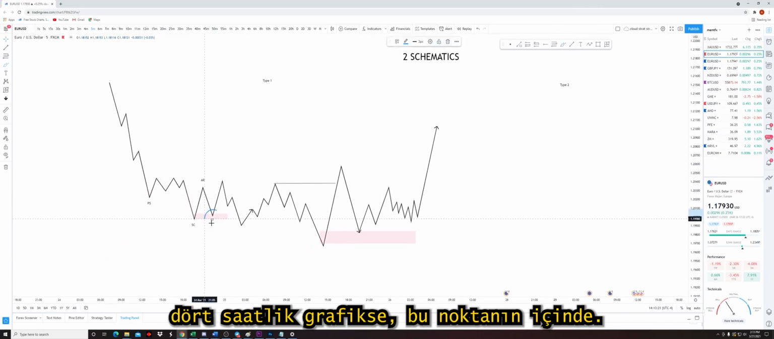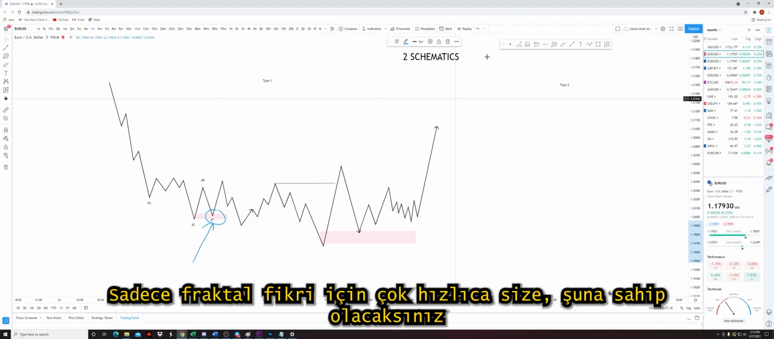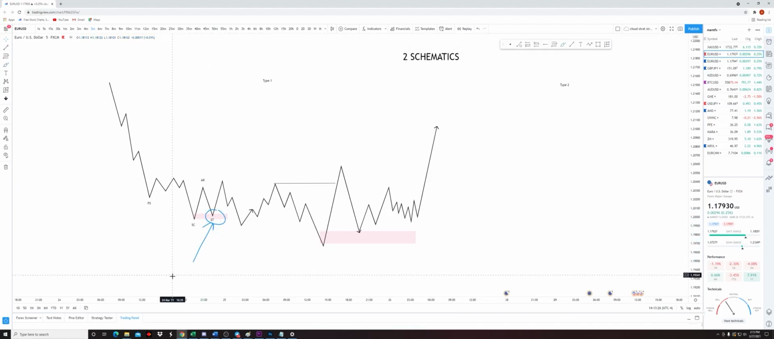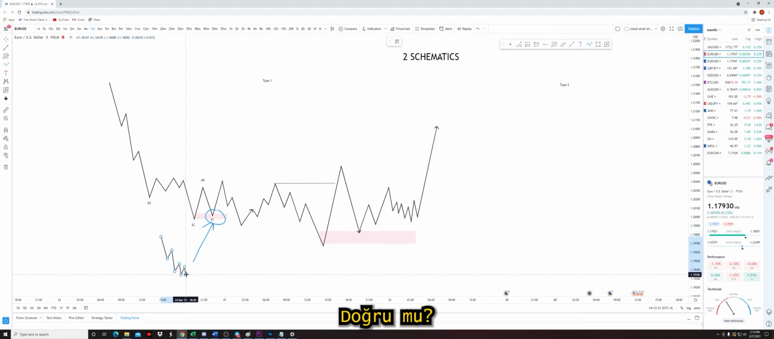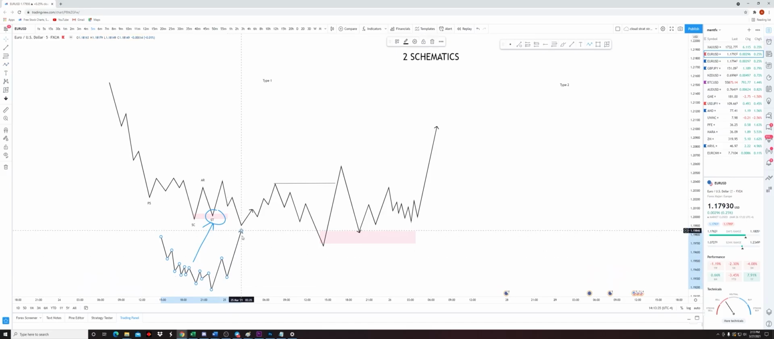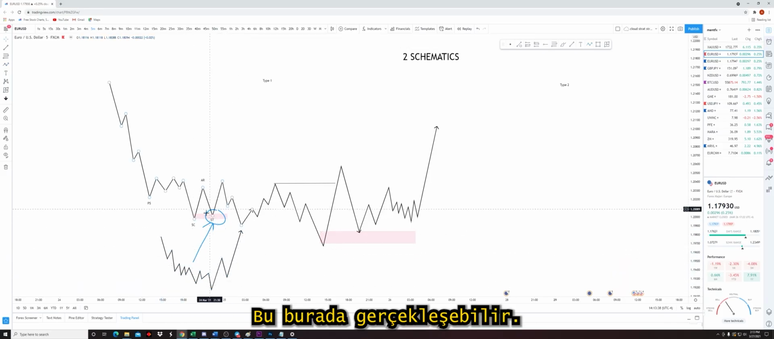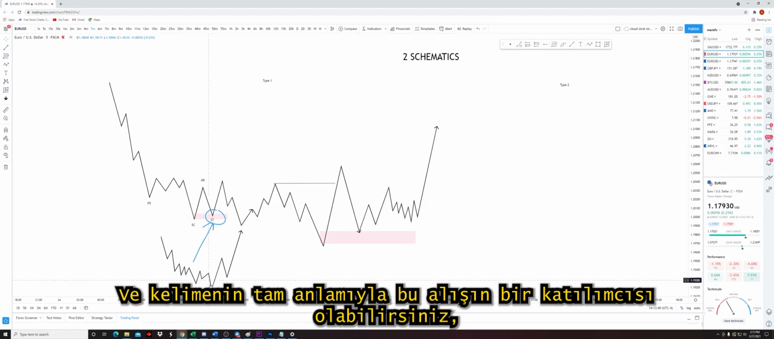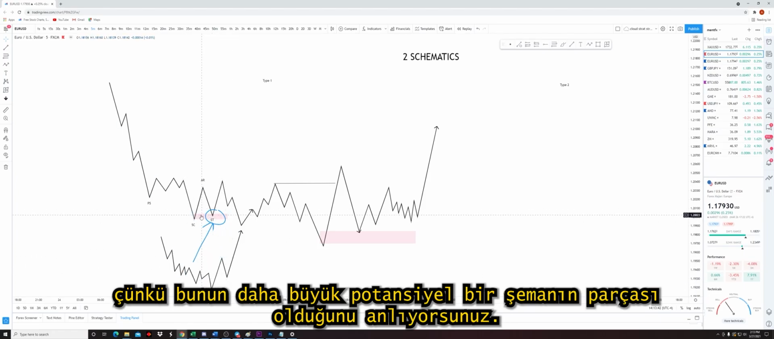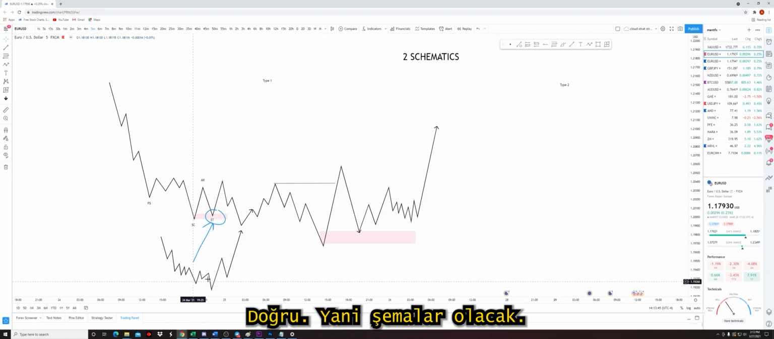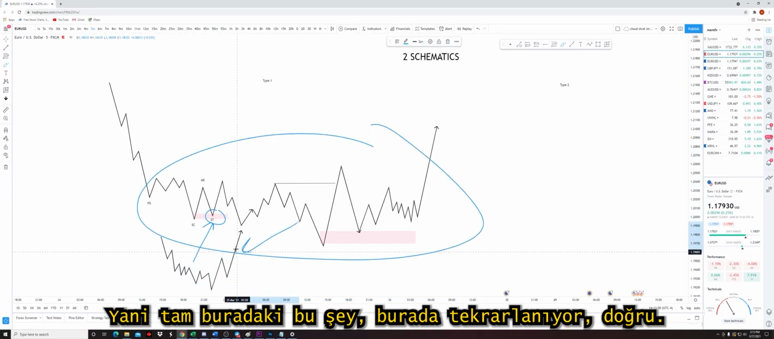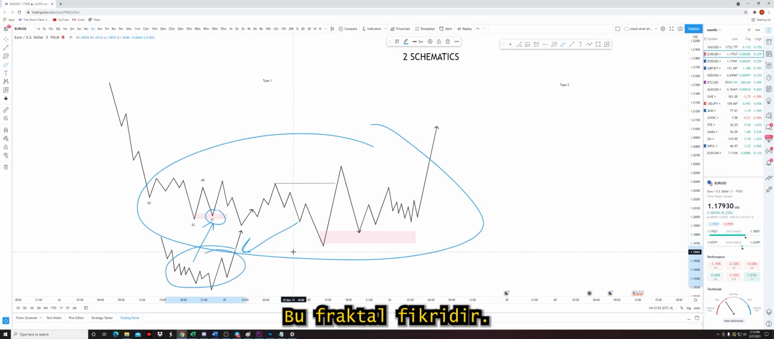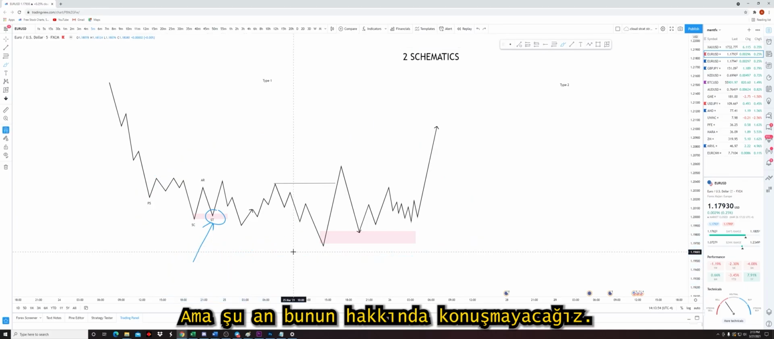And again, if this was a higher time frame, if this, for instance, was a 4-hour chart, inside of this point, just for the idea of fractals very quickly for you, you will have price coming into it, right? This could happen inside of here. And you can literally be a participant of this buy because you understand that it's part of a larger potential schematic, right? So there's going to be schematics. So this whole thing right here is repeating inside of here, right? This is the idea of fractals. This will happen everywhere as well, but we're not going to talk about that right now.